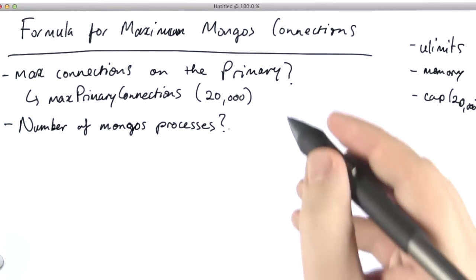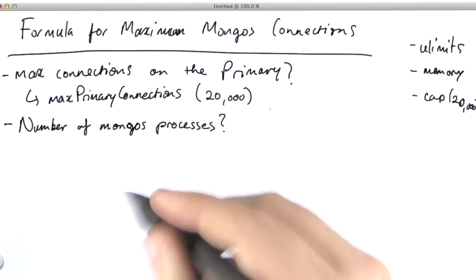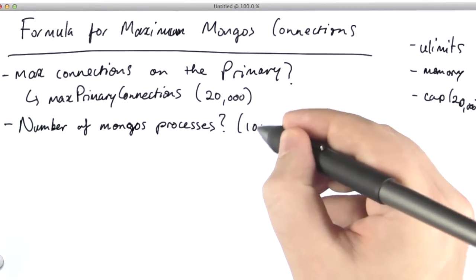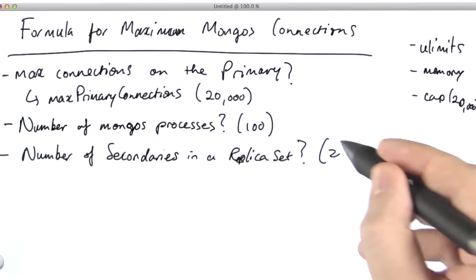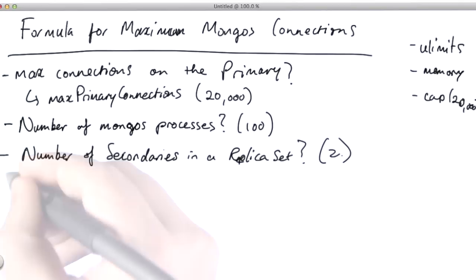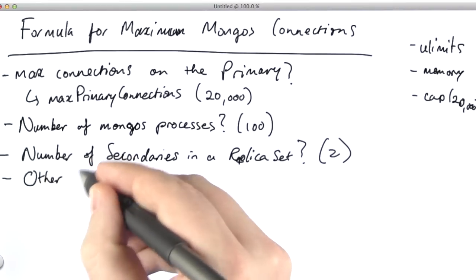You're going to need to know the number of mongos's. And for our purposes here, I'm going to say it's 100. You're going to need to know the number of secondaries that you've actually configured in a replica set. I'm going to go with 2. It's one of the more common. You're going to need an estimate for other connections: MMS agent, anything else that might be connecting to the Mongo database.